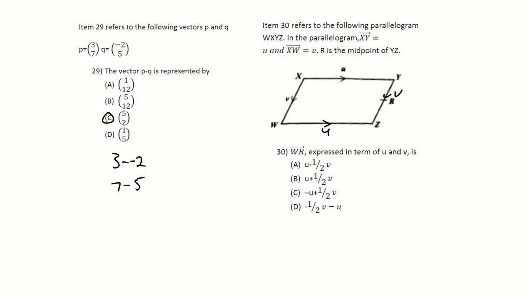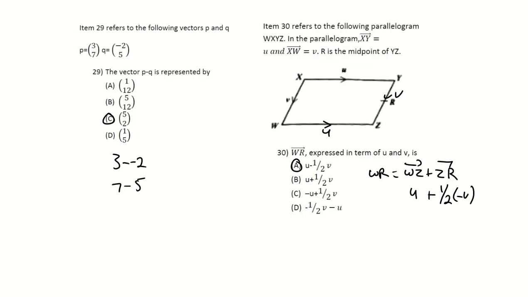WR, so it's starting at W, so WR is going to be WZ plus ZR. This would be U plus a half of negative V. Why negative V? Because we're going in the opposite direction, right? So U minus a half V, U minus a half V is A. And that would be the end of May, June 2022.